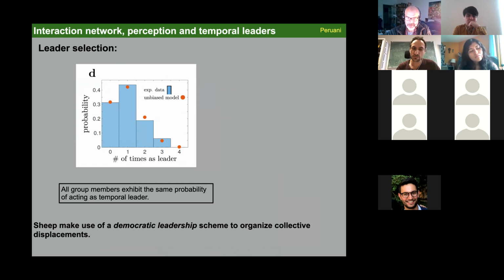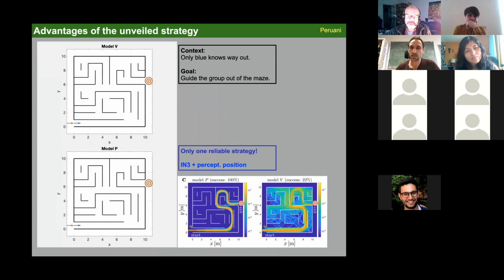Then we made the statistics on who acts as a leader, and we found that everybody has the same probability of acting as a leader. Then we played with what they can do, once we had deciphered the kind of interactions and rules they use. What we realized is that, as I showed you at the beginning, if they exchange velocity information, typically they cannot, for example, even if someone knows how to go from the entrance to the exit of a maze, guide the group. But with the rules I'm telling you, they are able to do it without much of a problem.